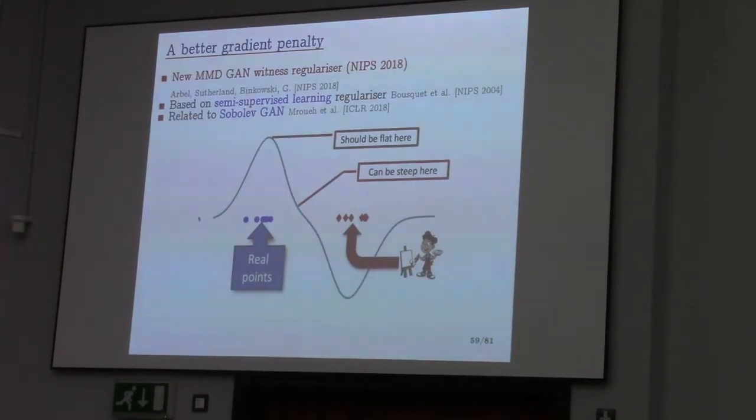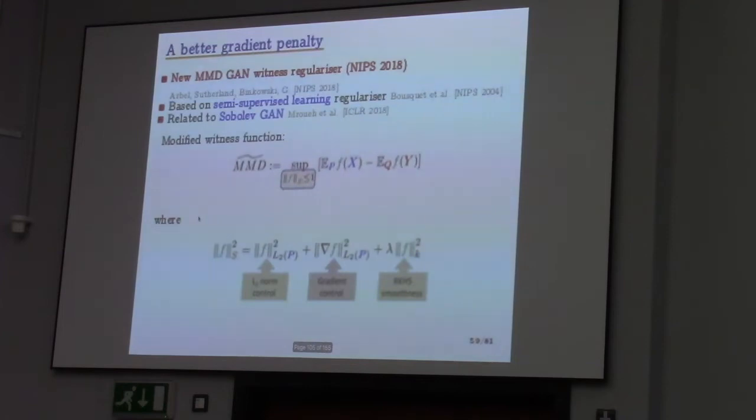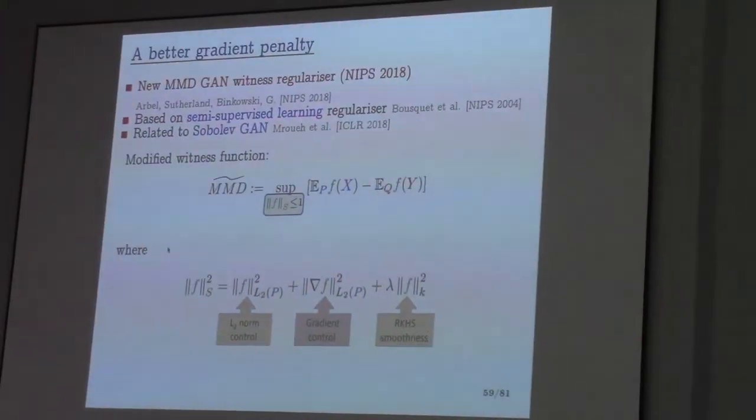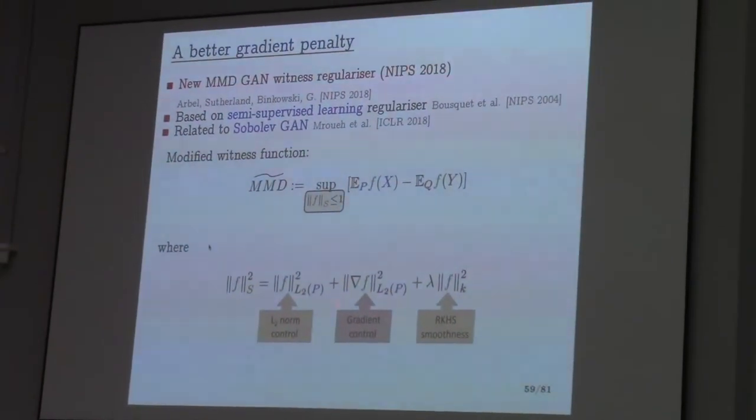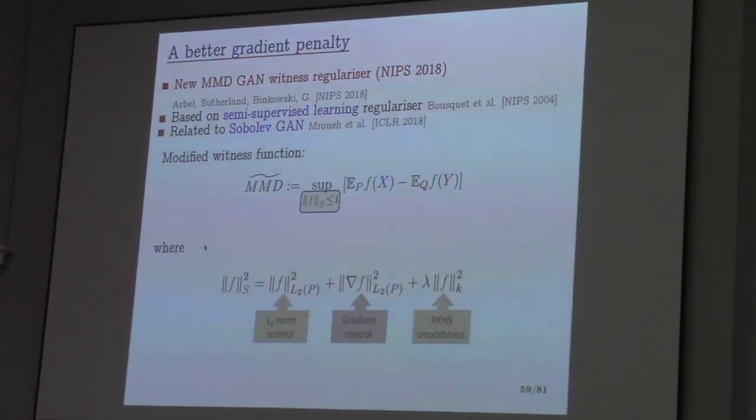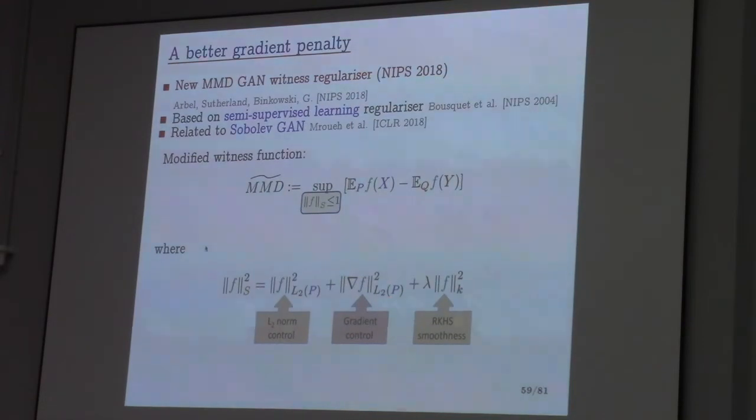And so this is all that we require. We say: do the MMD, but perturb the witness function such that its gradient is small over the support of our real points. Okay? So this is what it looks like. Here is my perturbed MMD. Here is my unit ball, but my unit ball now has this compound norm. This is saying that in L2 of P, P being the distribution of my real points, the gradient of my witness should be small.